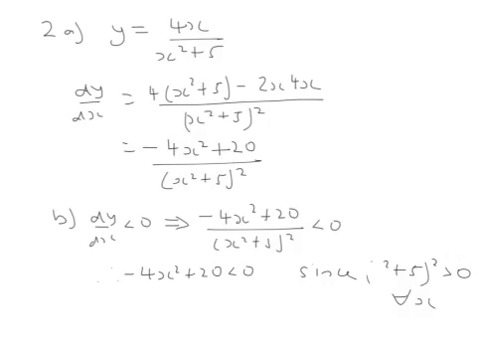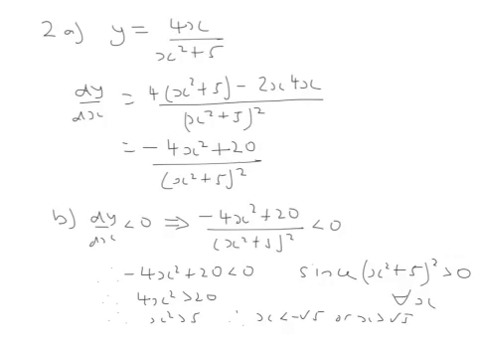So let's make that look a little bit like an x. That's made things worse. There we go. So if minus 4x squared plus 20 is negative, then 4x squared is bigger than 20. Therefore x squared is bigger than 5. Therefore x is either smaller than minus root 5 or x is bigger than plus root 5.